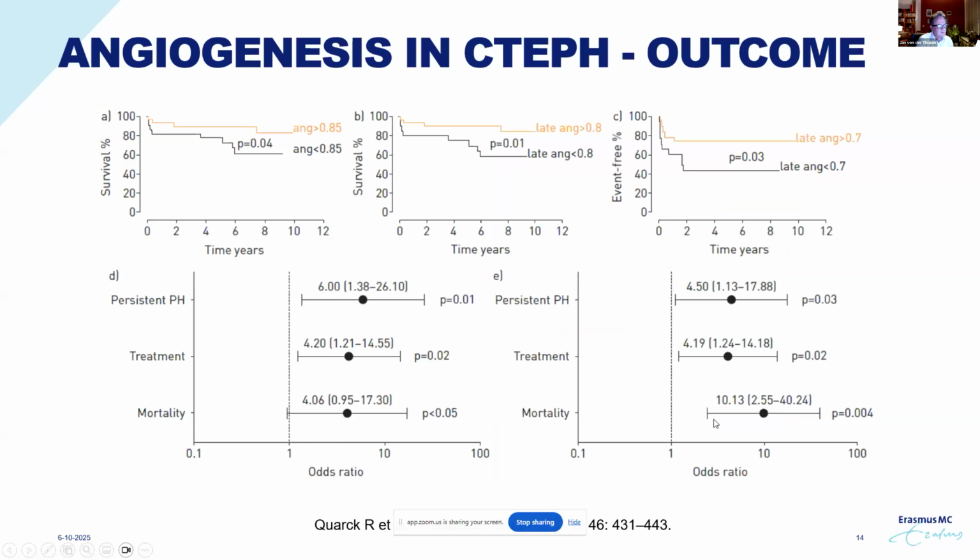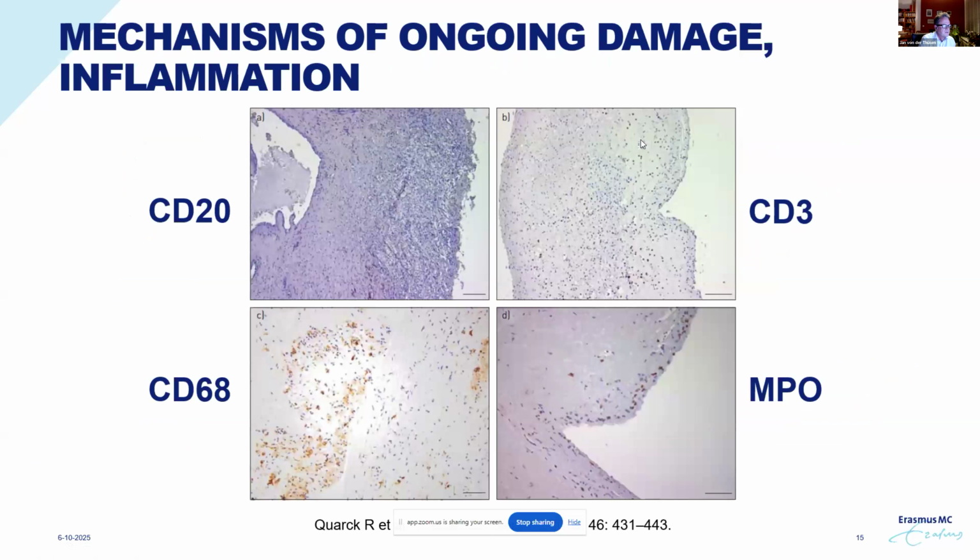So there seems to be something going on in terms of angiogenesis, and potentially that may not actually be a bad thing. So this is a study that looked at the amount of angiogenesis found in these thrombi and looking at outcome after, again, pulmonary endarterectomy. And the higher your angiogenesis score was, the better these patients in fact performed after this type of surgery.